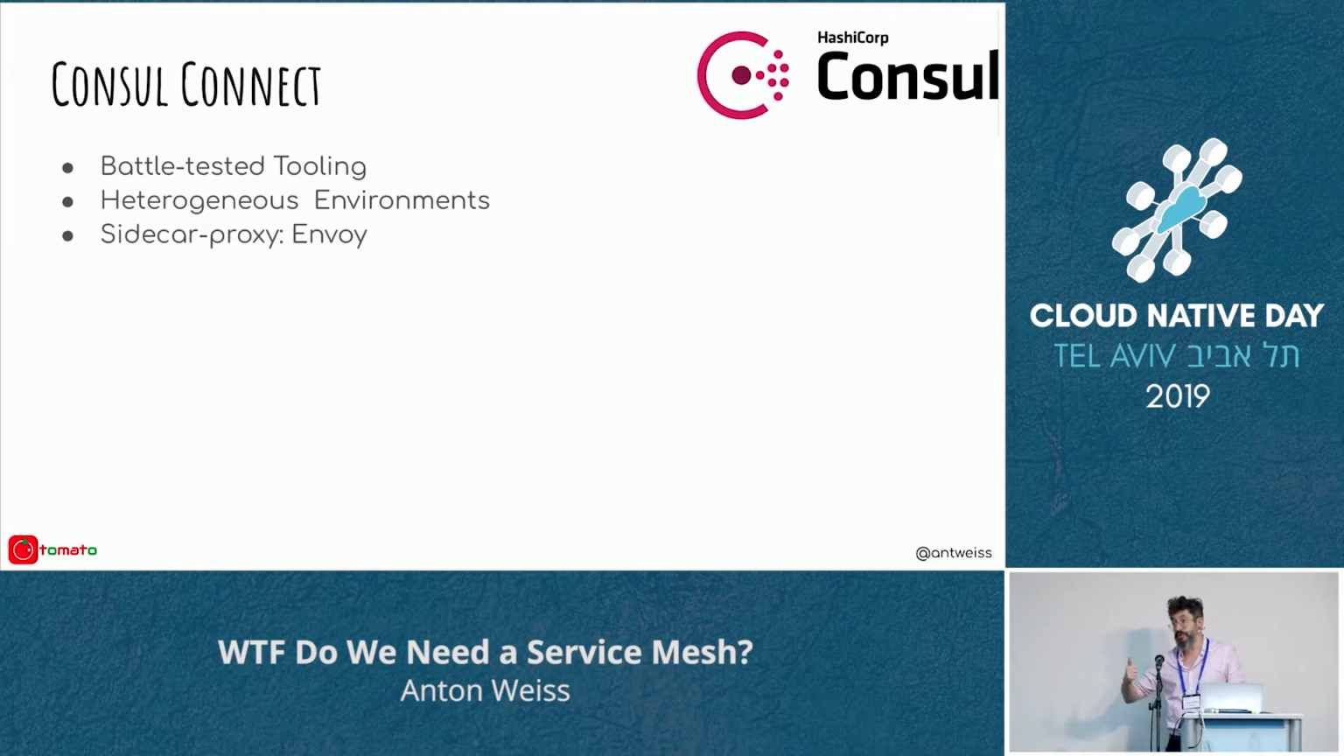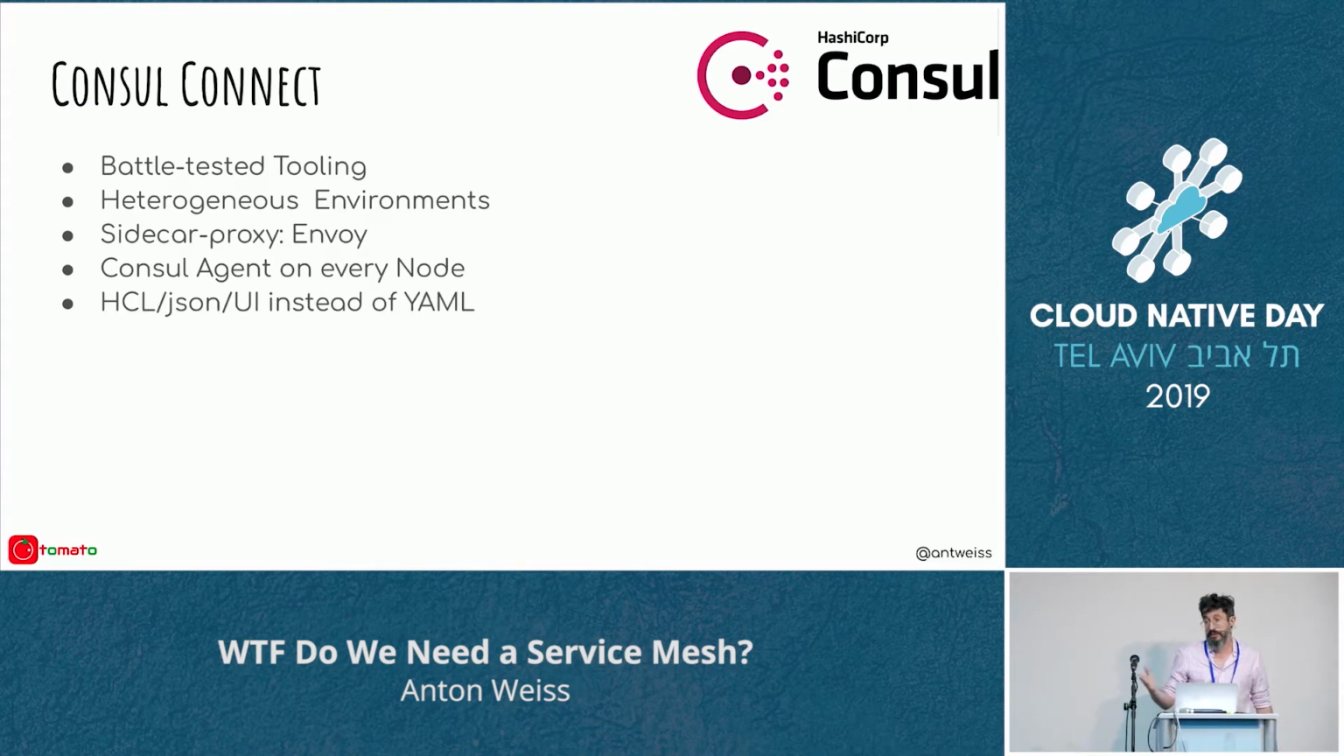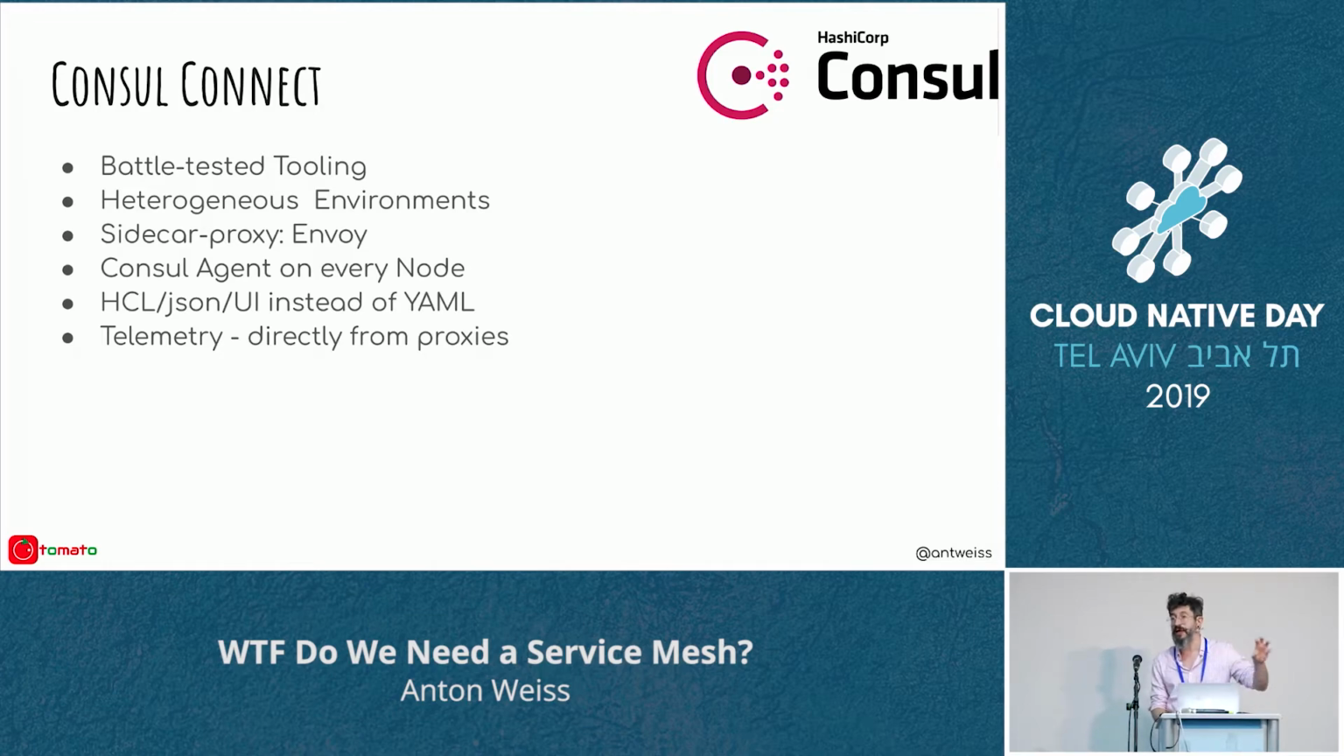It does use Envoy as a sidecar proxy if you want a sidecar proxy, and it requires you, in addition to that, to install a CONSUL agent on each one of your nodes. And you can use HCL or JSON or even UI instead of YAML if you think that HCL is better than YAML for some reason. Well, it doesn't support collecting telemetry on CONSUL itself, but it allows us to annotate our Kubernetes objects so we can collect telemetry directly from the Envoy proxies if we have them. And regarding the SMI compliance, it only supports the traffic access API.